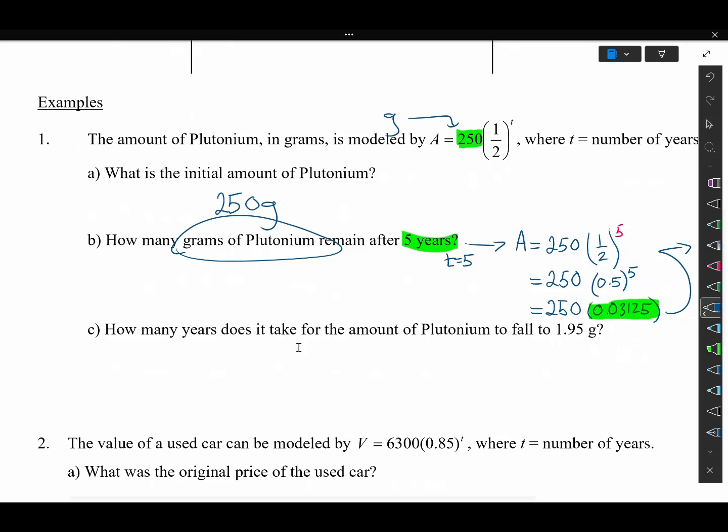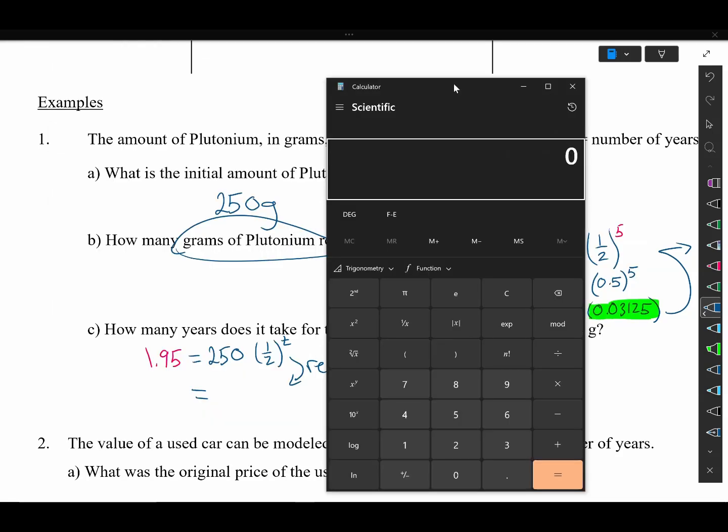How many years does it take for the amount of plutonium to fall to 1.95 grams? Well, again, we're following this same equation, but this time we don't know our T value. We do know our A value. We do know we're going to be working to 1.95. We'll use the same strategy we used last time. We'll use our repeated multiplication, and we'll throw it into our calculators.